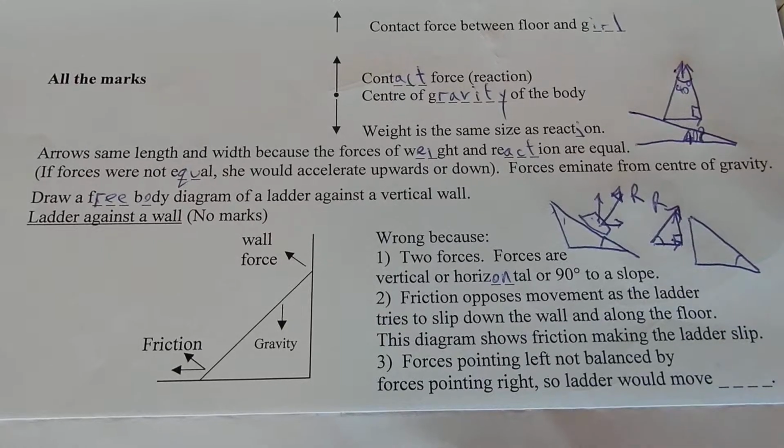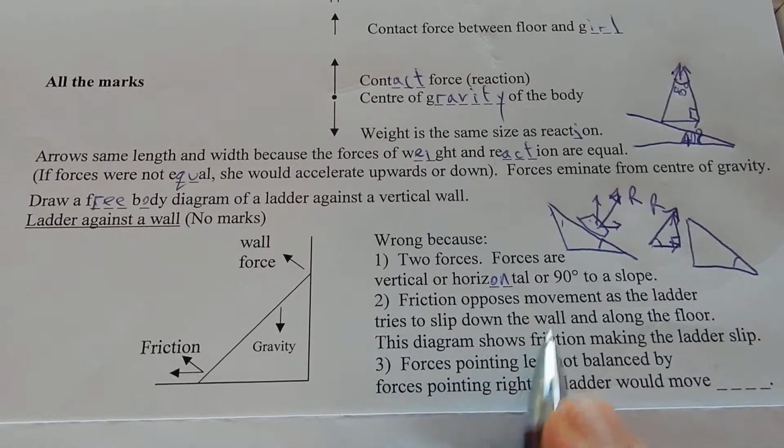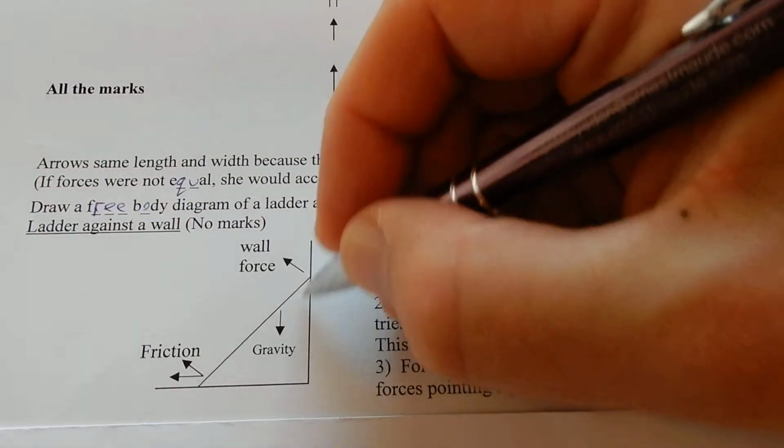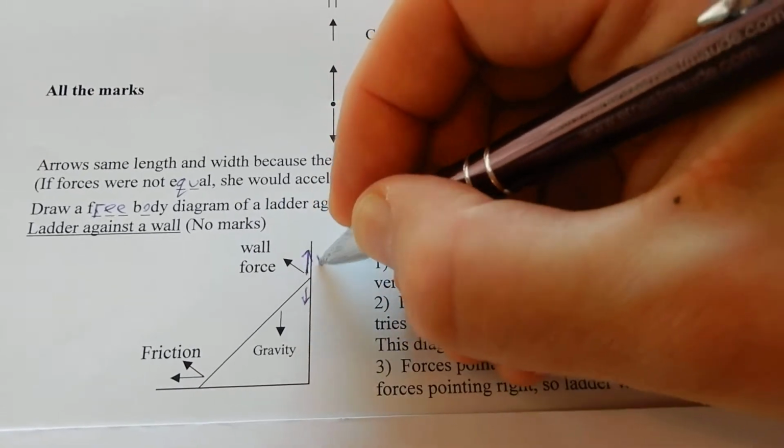Get all the marks. Friction opposes the movement as the ladder tries to slip down the wall. So the ladder's trying to go down the wall. That's the movement direction, so that's the friction.